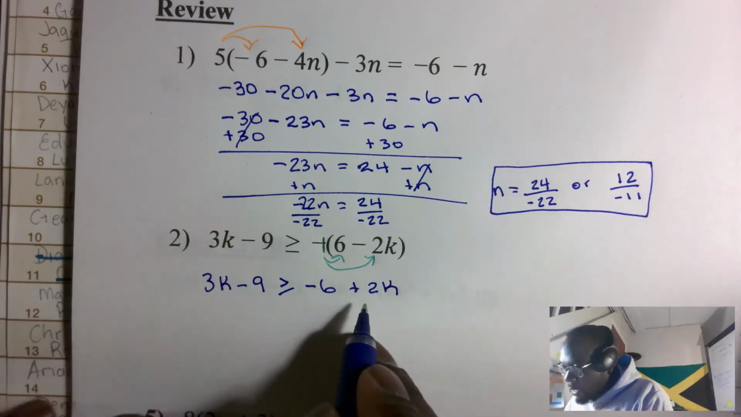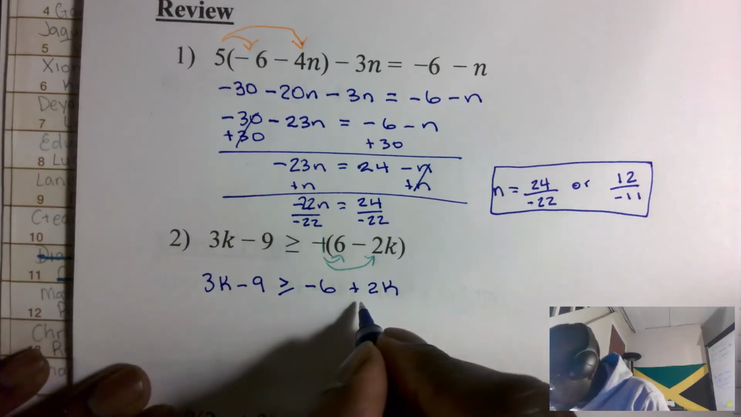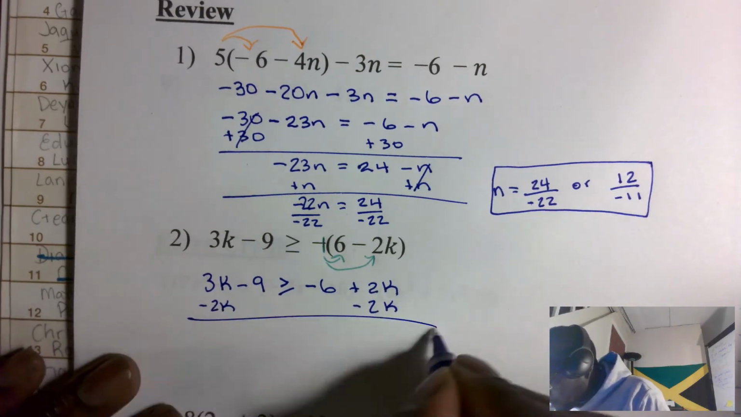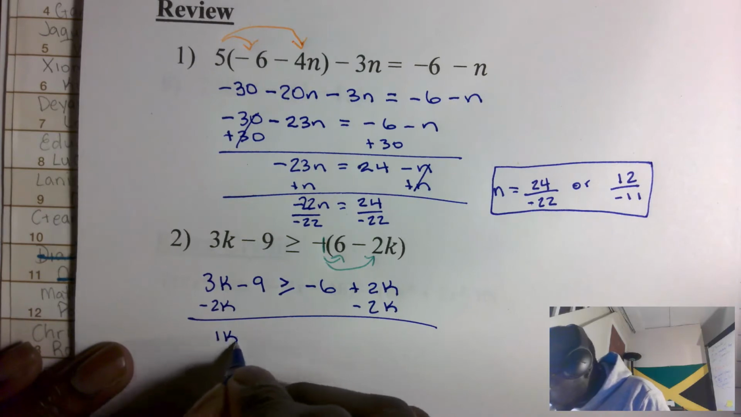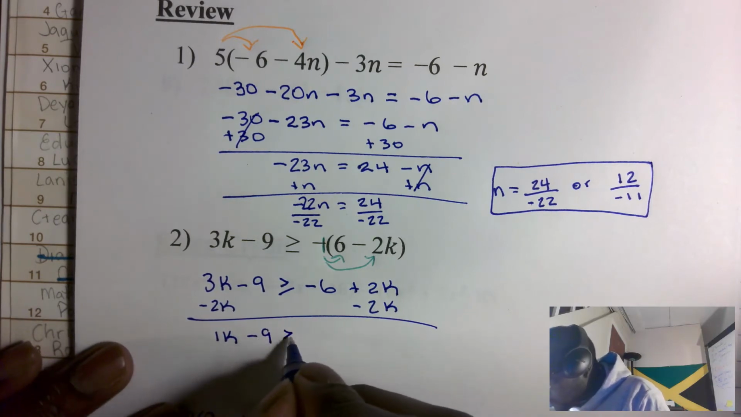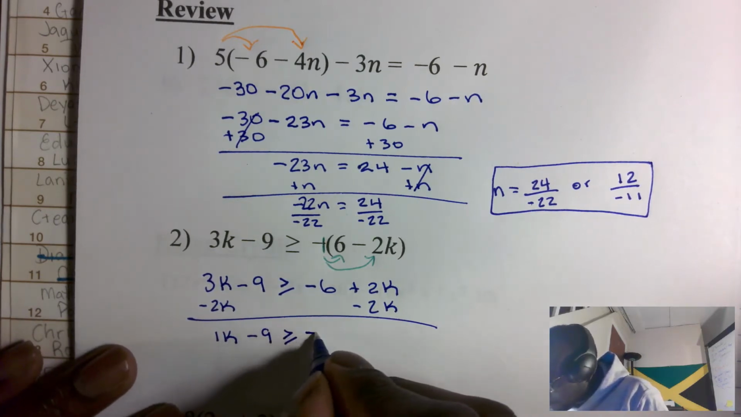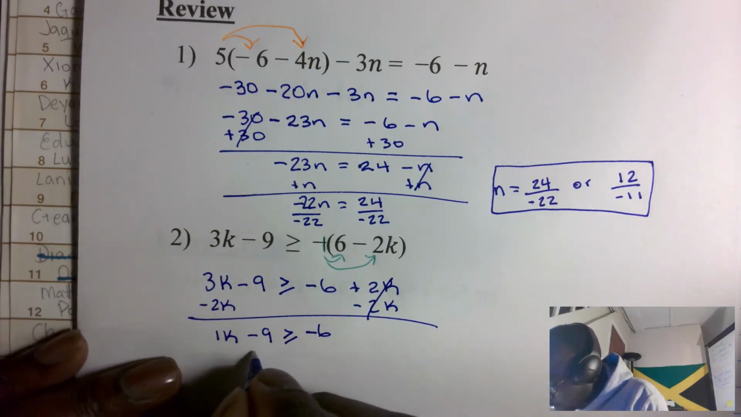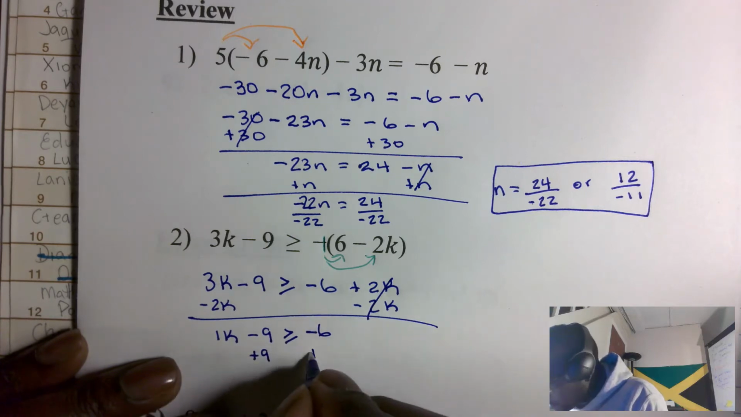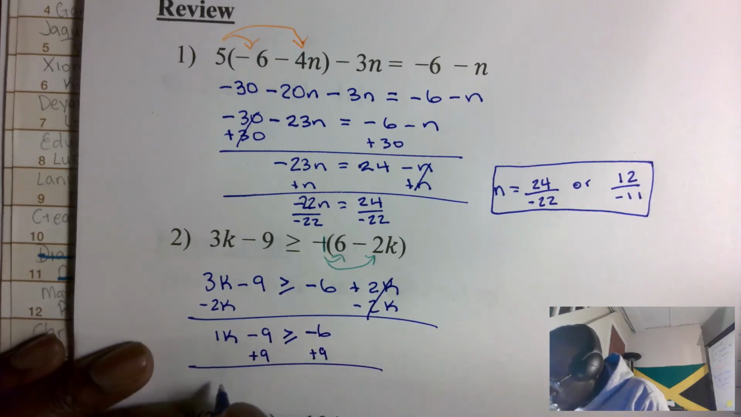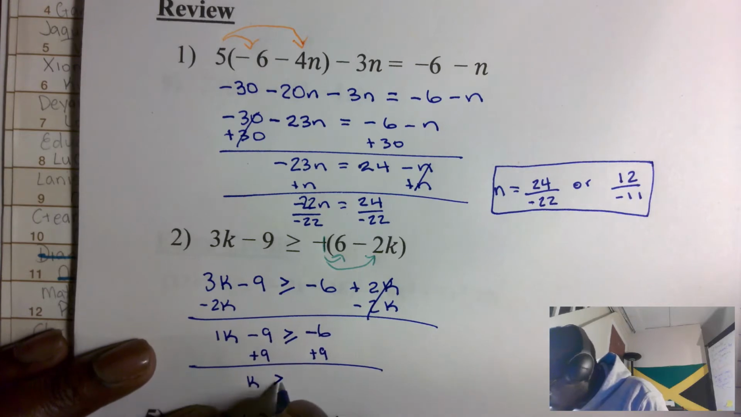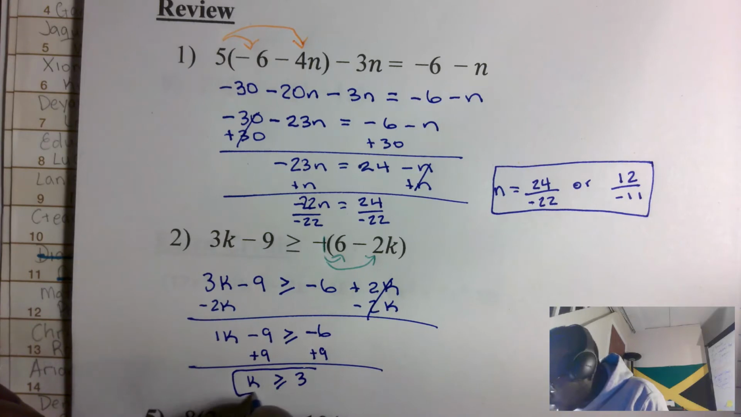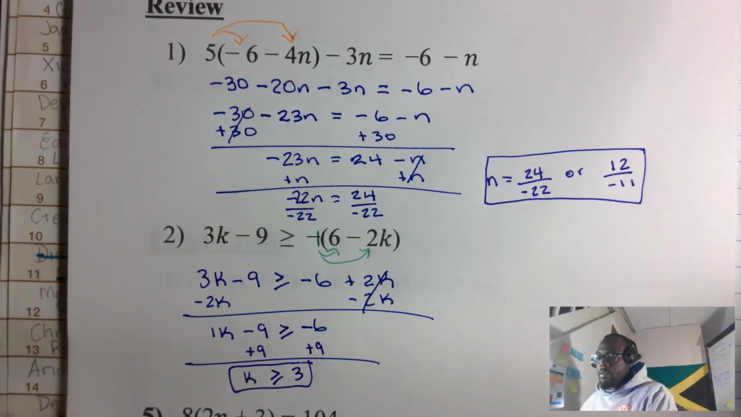All right. I need all my k's on one side, so I'm going to do what? Minus 2k on both sides. So this is going to give me 1k, or k minus 9 is greater than or equals to negative 6. Now I need k by itself, so I'm going to add 9 to both sides. So if I do that, I have k is greater than or equals to 3. That's how I solve that there.